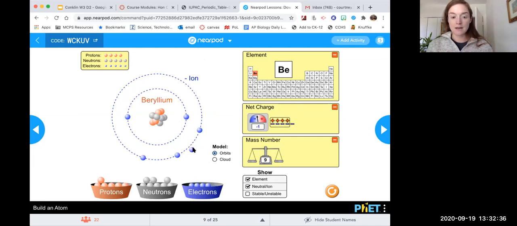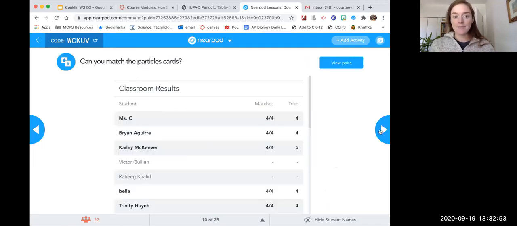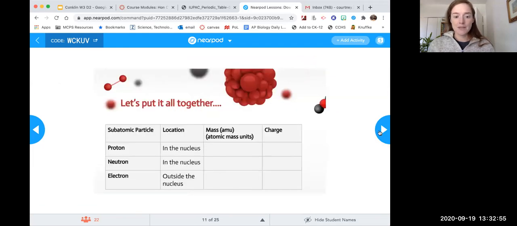And it depends on how many more. Like here's 2 more electrons. So it has 2 more negative parts than positive. It has a -2 charge overall. Okay, we did a little matching, and then we summarized this in a little table about location, mass, and charge.